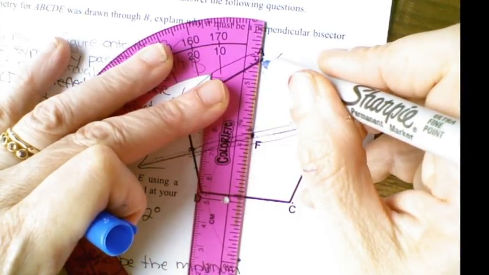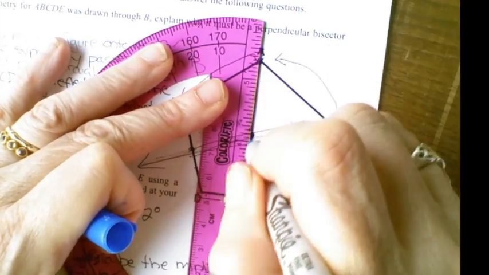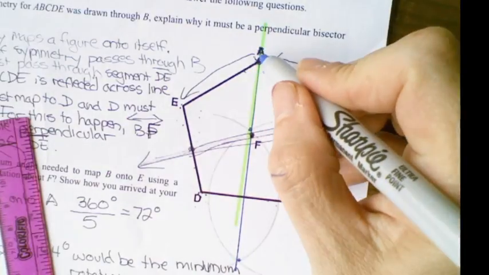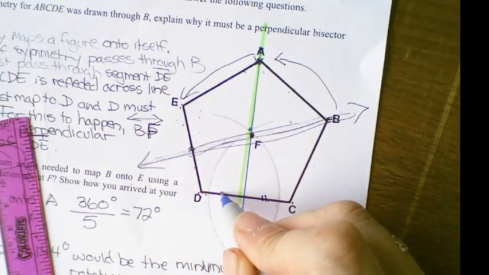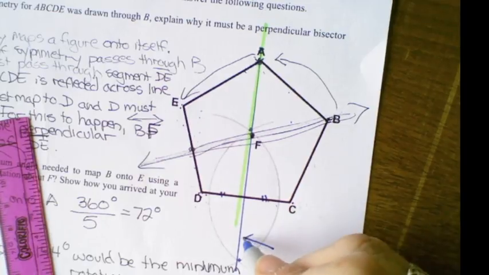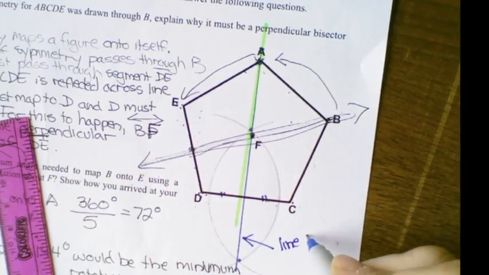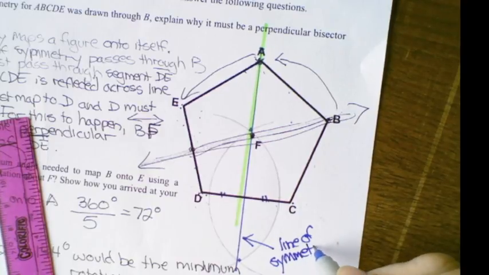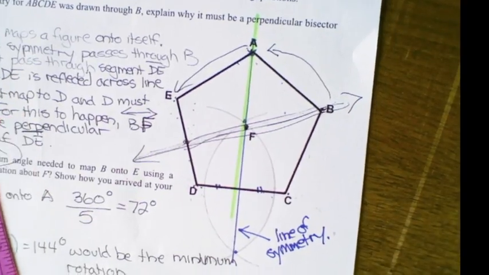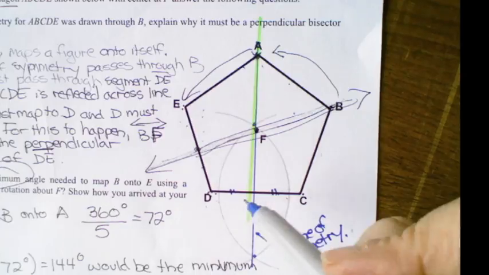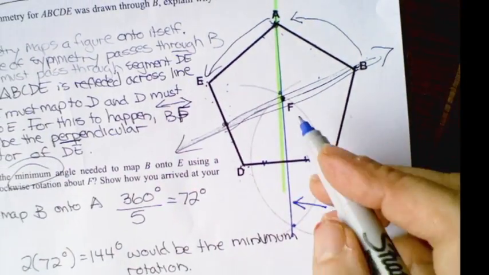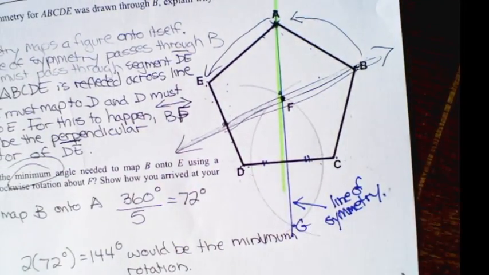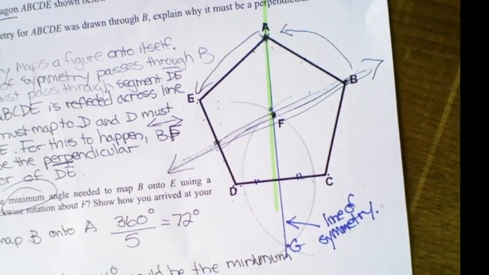And notice how it goes right on up and matches with A. Right? This piece is the same as this one. This is now my line of symmetry. And I don't know, I could call that, since F is here, if I want to call that G, AG is my line of symmetry.